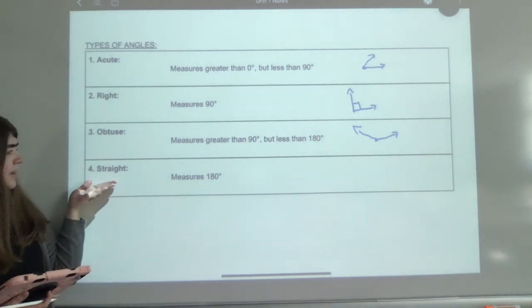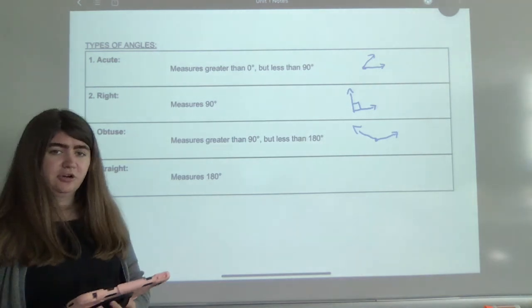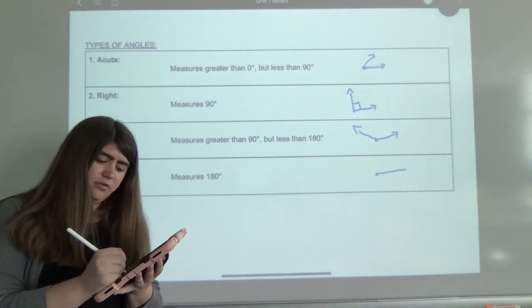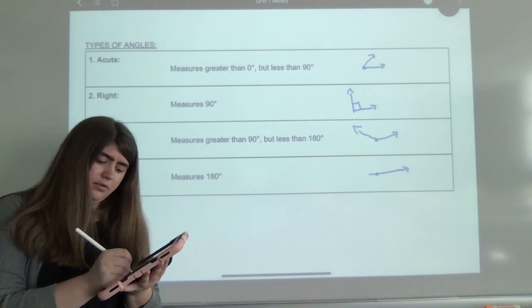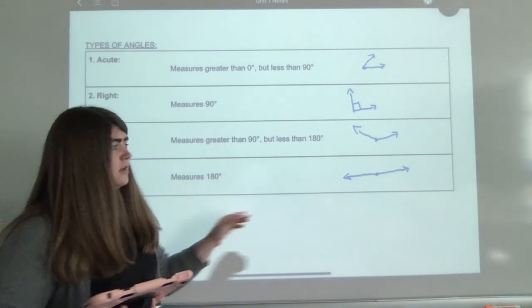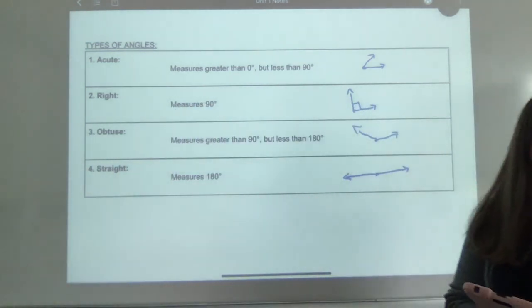Our fourth type of angle is a straight angle, and that measures 180 degrees. Another way you might think of a straight angle is a straight line, or two opposite rays, they go in opposite directions. So this is a straight angle, it measures 180 degrees.